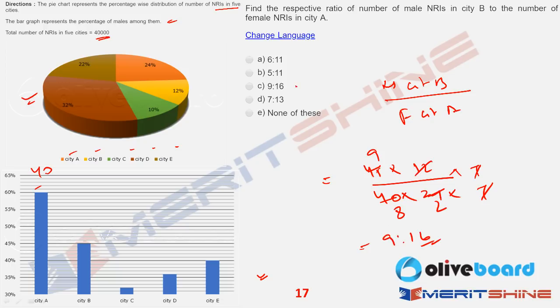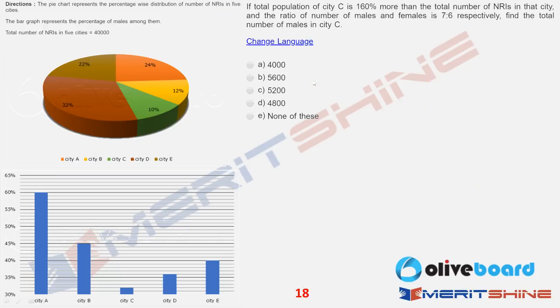9:16. Simple question. Yeah, let's move forward. If the total population of C is 160% more than the total number of NRIs in city, how many NRIs are there in city C? This is 10%. Okay, total NRI. So this is 40, which means 10% of it is 4K, or 160% more than that. So 160% more than that means 4,000 plus 160% of 4,000. So I can just multiply it by 2.6.